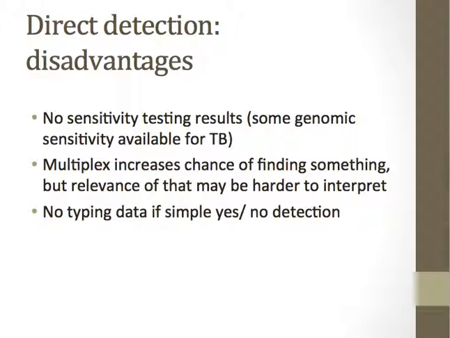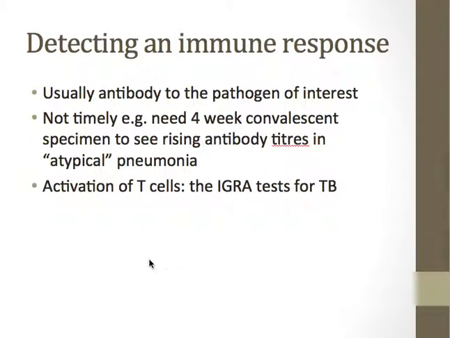If we can't directly detect an organism, we can instead try and detect the immune response to it, usually finding an antibody to the pathogen of interest. It tends to be very not timely, as in your patient will be better before you get an answer. So for most of the atypical pneumonia bacteria, you need a 4-week convalescent specimen to see rising antibody titers. Now clearly, if your patient is 4 weeks and convalescent, making the diagnosis matters less. In addition to testing for antibody, we can now look for activation of specific T cells, and this underpins the IGRA test for TB, which I think Dr. Dedicoat will tell you more about.